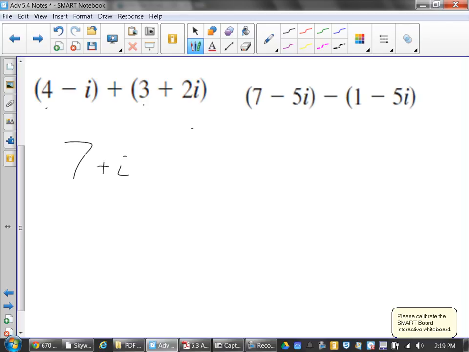What I want you guys to see here is when you are subtracting out these terms, they're throwing them in parentheses to force you to distribute the -1 to both terms. That's where people usually mess up. When you see a subtraction, rewrite it: 7 minus 5i minus 1 plus 5i. I distributed the -1 to the two terms within the parentheses. Is that okay? Now what do I do?